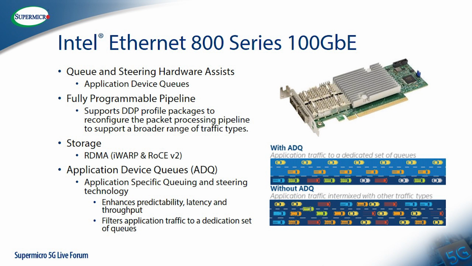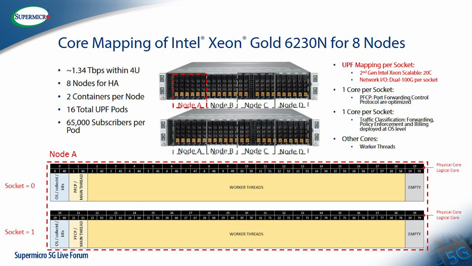The concept on the right is illustrated where you have a freeway full of cars and a traffic jam. When you do not have dedicated lanes, it's a chaotic system, so the cars are moving slower. Whereas when you have dedicated lanes, like a carpool lane, then those lanes can move faster. If you think about that conceptually for application traffic and you're setting up dedicated lanes, that's how we're able to improve the throughput for specific applications. So here's a high-level overview of the core mapping of the Intel 6230N across all 8 nodes.